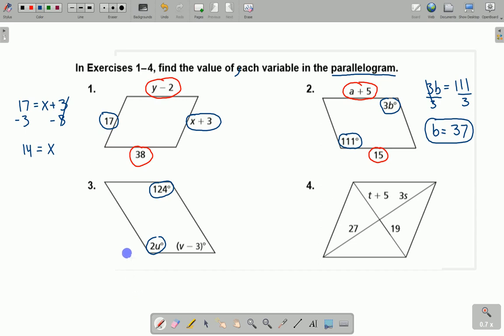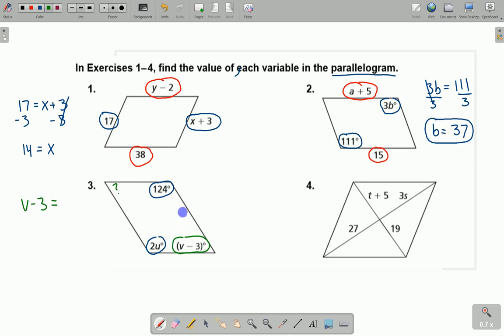All right, the next part. We again want to use opposite angles are congruent because we have an angle here. So we know this is congruent to this one over here, but we don't know what that is. So we start with v minus 3 is equal to, but we don't know what the opposite angle is. So we have to use another geometric property.